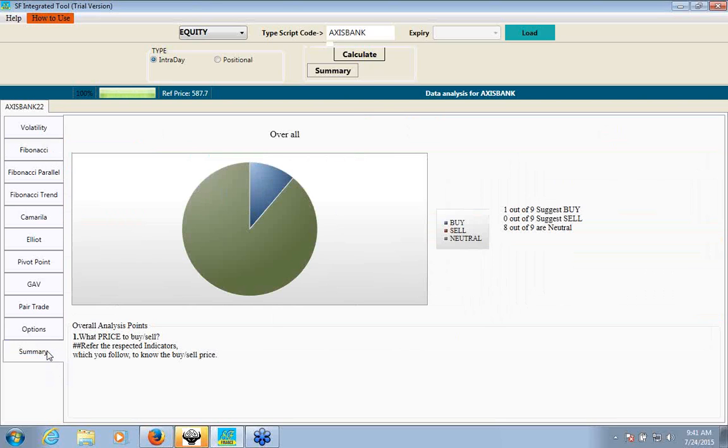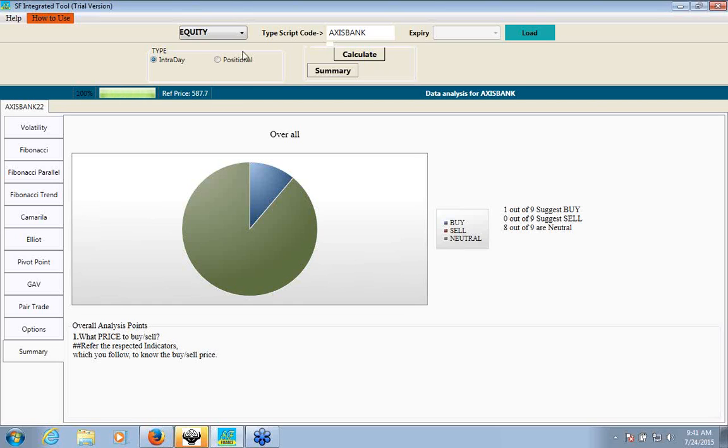So the summary, if I check here: 1 out of 9 suggests the buy, 0 out of 9 suggests the sell, and 8 out of 9 are neutral. So GAV is neutral, your Elliotts are neutral. So here many views are coming towards the neutral. So in this particular situation, it is better to wait for one clear trend to emerge, and then only I can buy it.